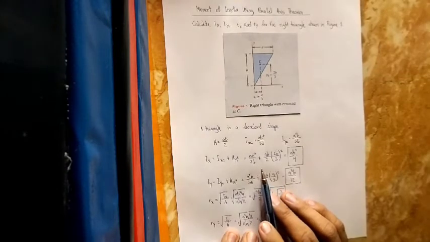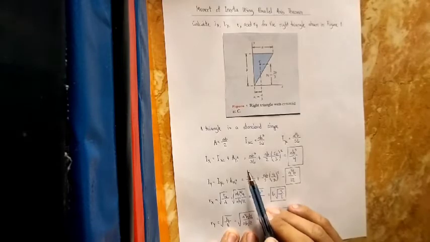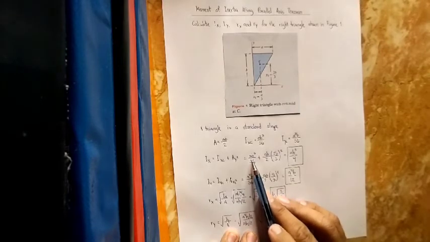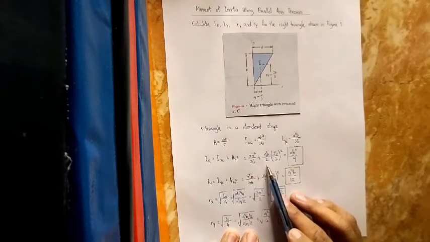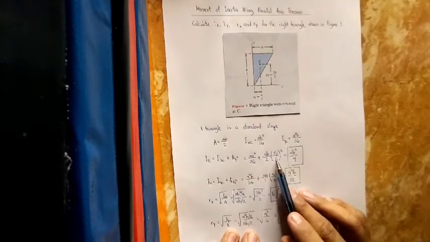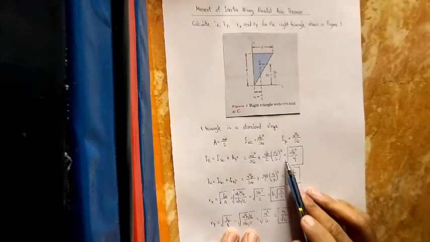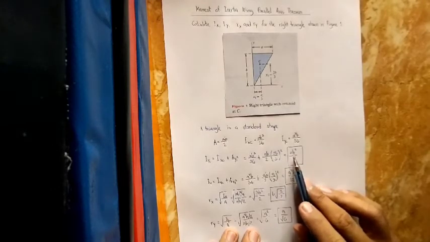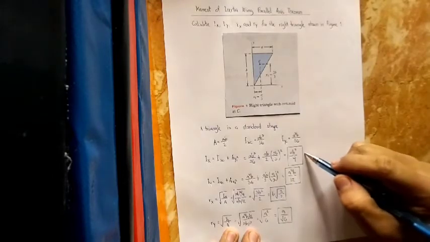Let's substitute the given data or values. A times b raised to 3 over 36 plus a times b over 2 times the quantity of 2b over 3 raised to 2. It equals to A times B raised to 3 over 4. Ito yung sagot natin.